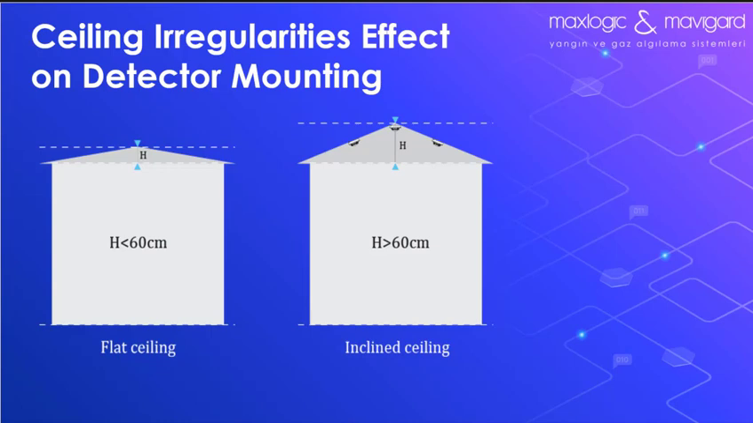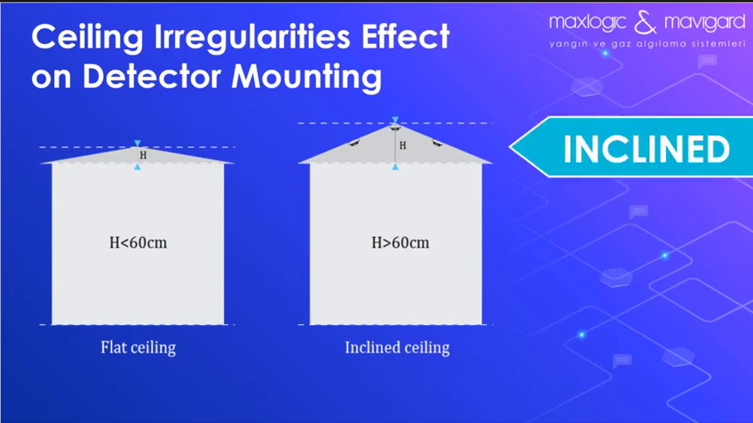If the difference between the highest point and the lowest point of the sloping ceiling is greater than 60 cm, the ceiling is considered to be inclined, and the detectors are installed by increasing the radius values by 1% for each degree of ceiling slope. Radius values can be increased up to a maximum of 25%. As you see on the screen, flat ceiling and inclined ceiling.